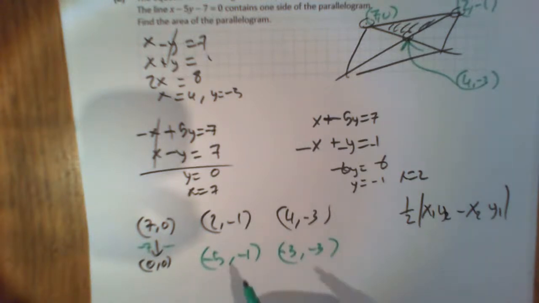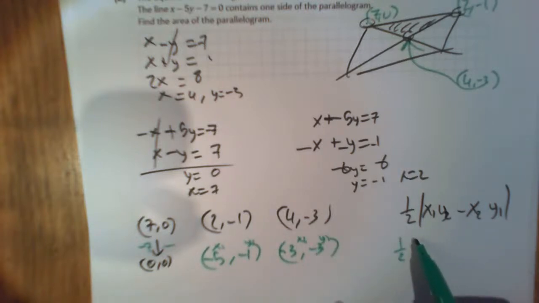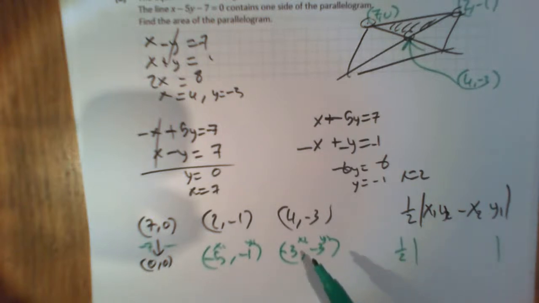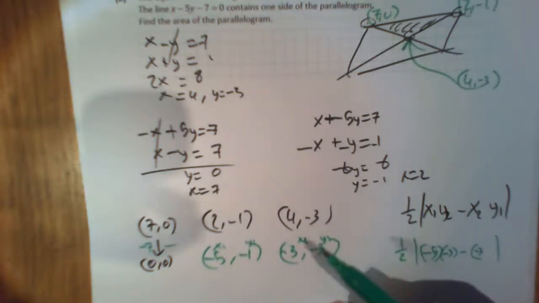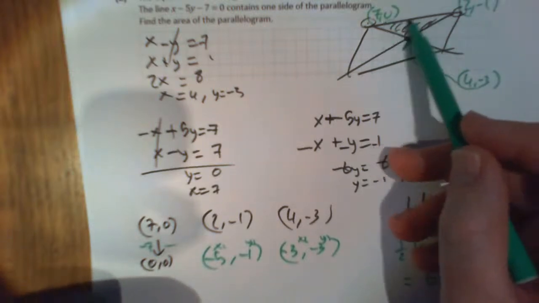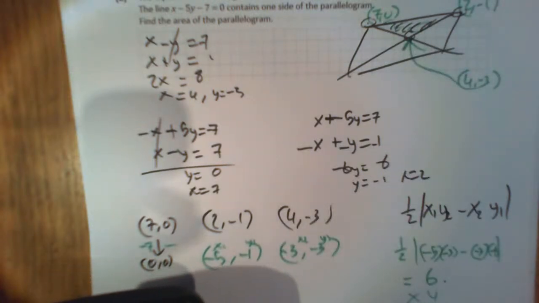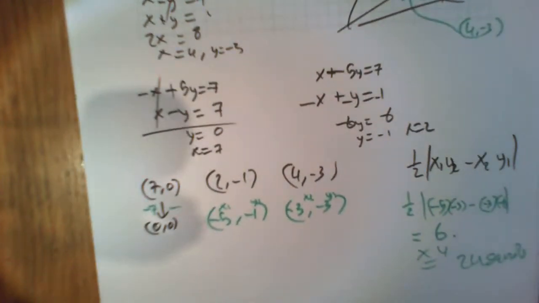Okay, so here we have our x1, y1, x2, y2. So I have the absolute value of x1 by y2 minus x2 by y1. So I clear out for this one. That's 6. So one of those triangles is 6, times 4 equals 24 square units. Okay, there you go. Nice and done.